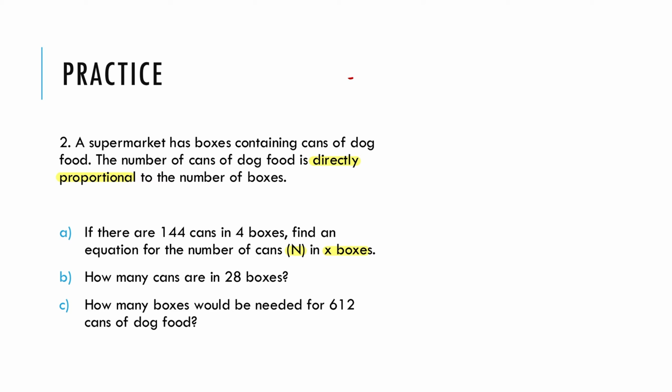So here, what I'm going to start by doing is label with my new pronumerals. So my cans is represented by a capital N, and my boxes is represented by X. Now here, the number of cans is dependent on the number of boxes we have. So for part A, I'm going to again start with my standard formula, which is y equals kx. Then my y is my dependent, so the number of cans will be dependent on the number of boxes. So here I will have capital N is equal to kx.